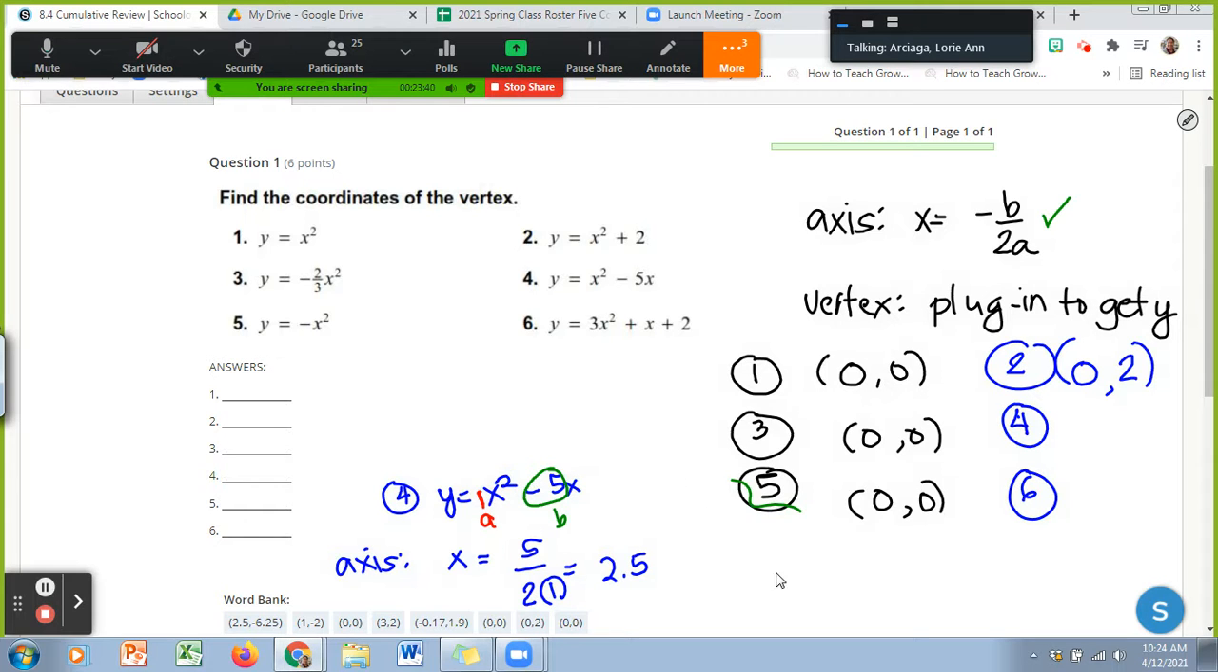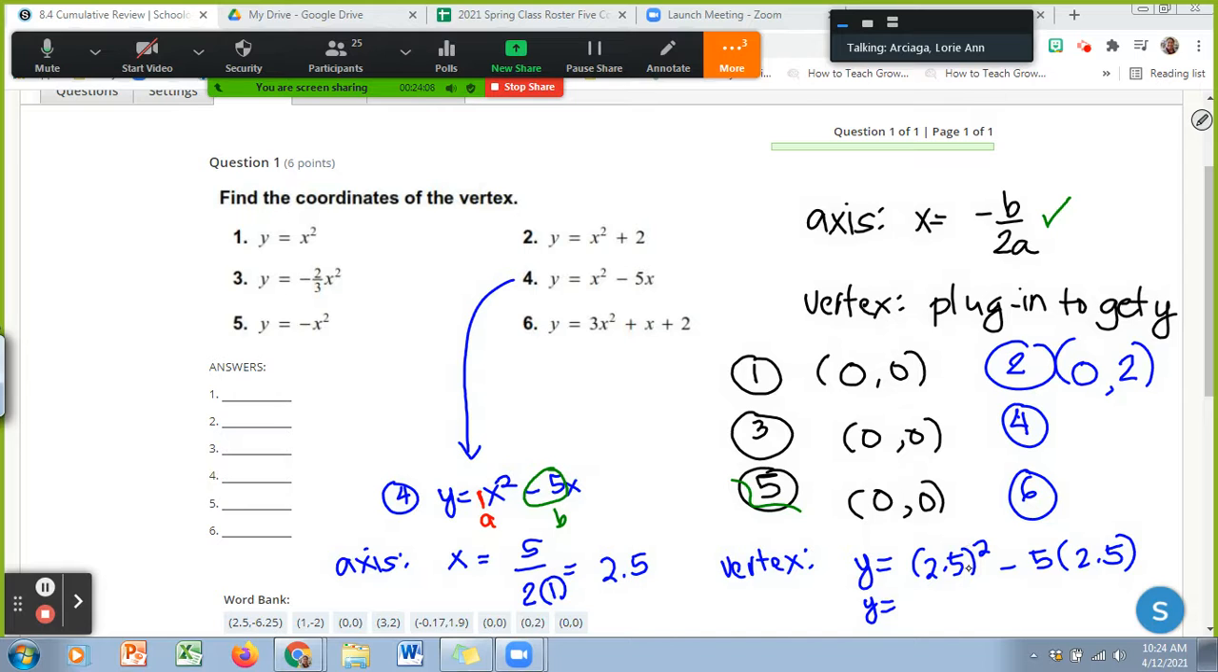To get the 6.25, you have to plug it in, right? So for number 4, y equals x squared, but we know our x is 2.5. So 2.5 squared minus 5x, so 5 times our x, which is 2.5. There you go. So y is equal to, what is 2.5 times 2.5? Just 2.5 squared. How much is it?